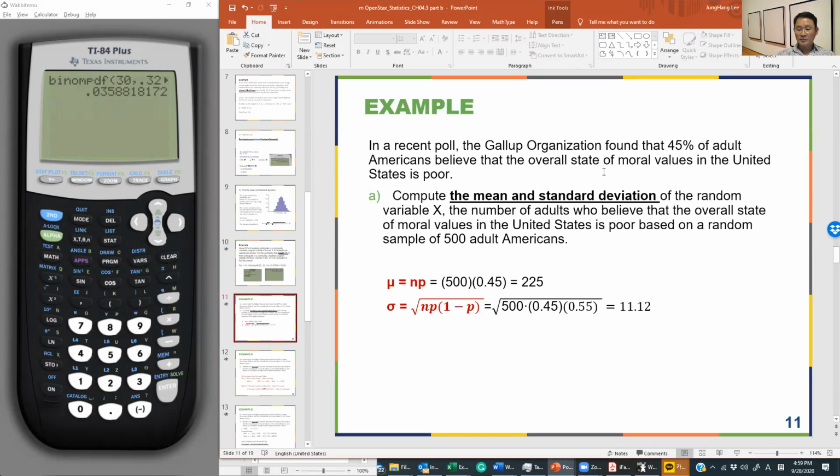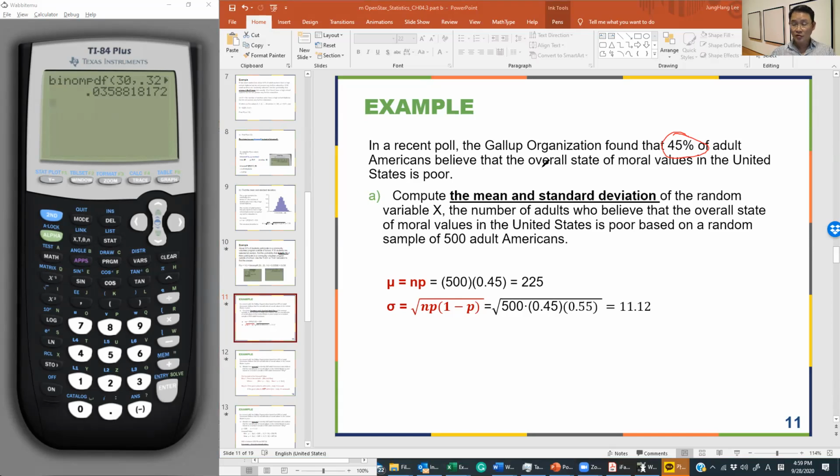All right, this is another set of questions. It has many parts, A, B, C, D, all these different parts. So this Gallup organization found that 45% of adult Americans believe that the overall state of moral values in America is poor. I mean, 45% of adults believe that something's not really right about the morals of this country.